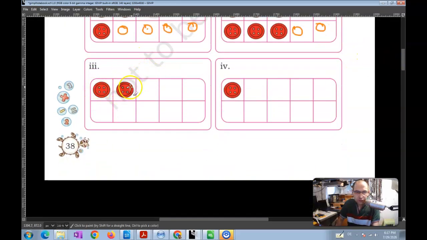And again over here I have 2 buttons, so if I draw 8 buttons over here, 2 plus 8 is equal to 10. Or over here I have 1 button. If I draw, for example, 9 buttons, I will get 10 buttons, and those are all different models for the number 10.